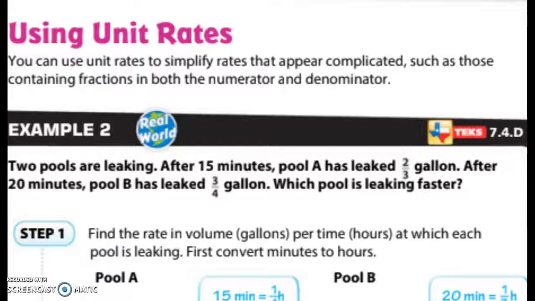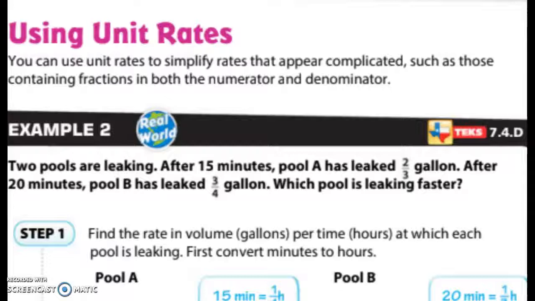Basically, when you can put 1 unit of value in the denominator, that would be an example of a unit rate. So as we see here, there is an example of a problem from earlier. This is not the one that we're going to be working on because we worked on this one in class. 2 pools are leaking after 15 minutes. Pool A has leaked 2/3 of a gallon. After 20 minutes, pool B has leaked 3/4 of a gallon. Which pool is actually leaking faster? We attempted to verify, and it appeared to be that pool A was actually leaking faster. But how did I get to that answer?